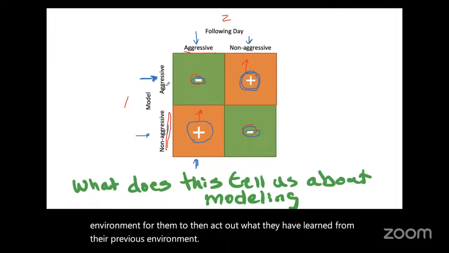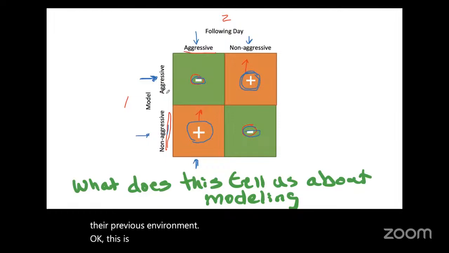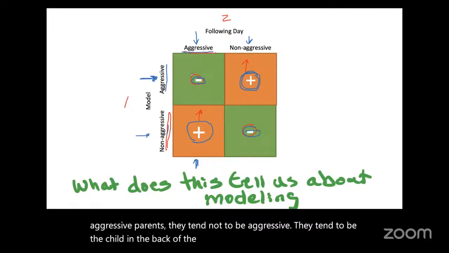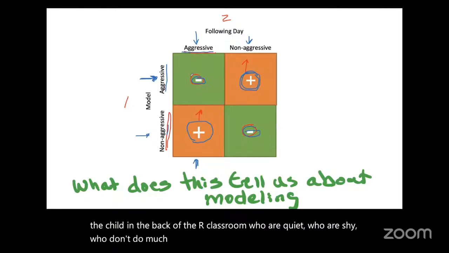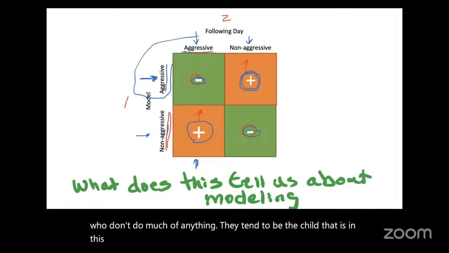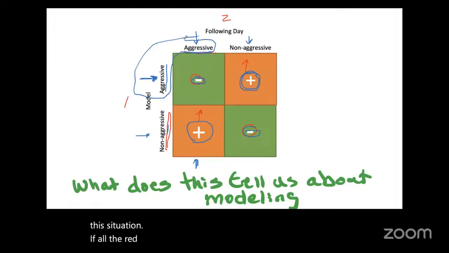Okay, this is also why children who are continually exposed to aggressive parents tend not to be aggressive. They tend to be the child in the back of the classroom who is quiet, who is shy, who doesn't do much of anything. They tend to be the child that is in this situation if all the red flags are in place. Okay. And again, if we go down here, right?